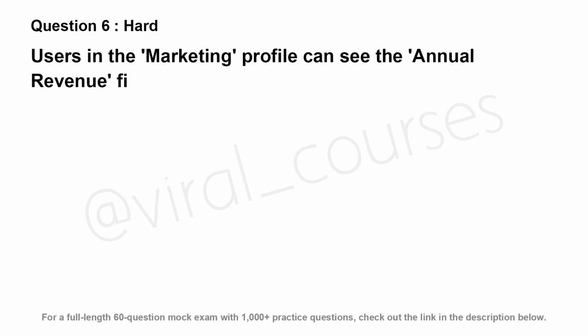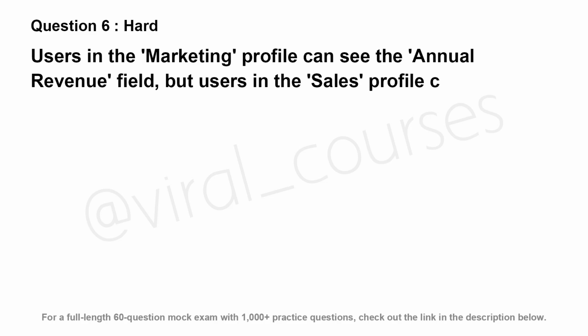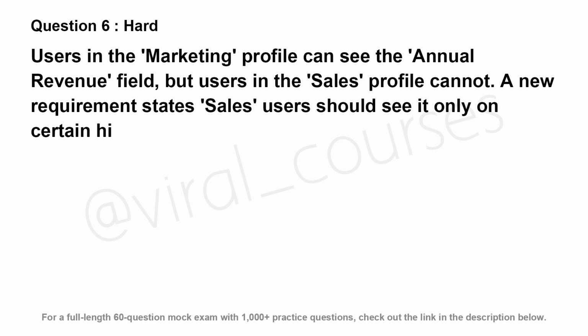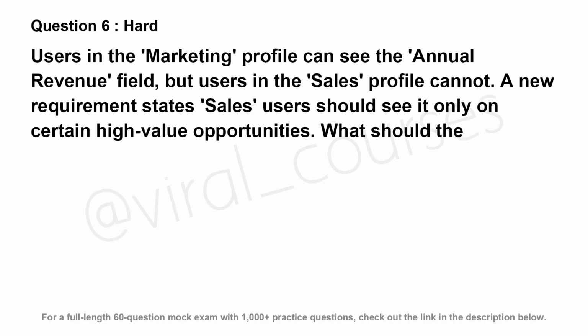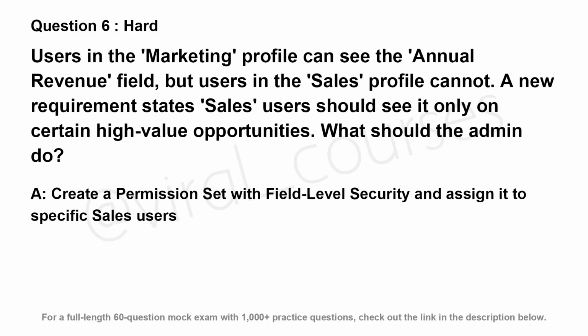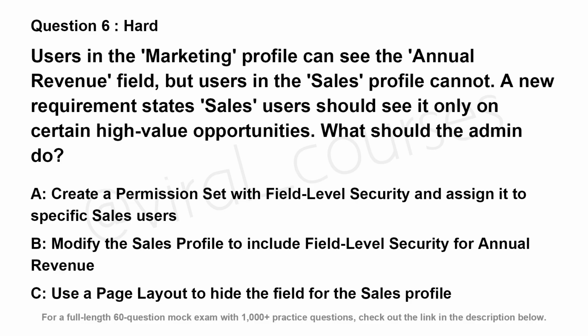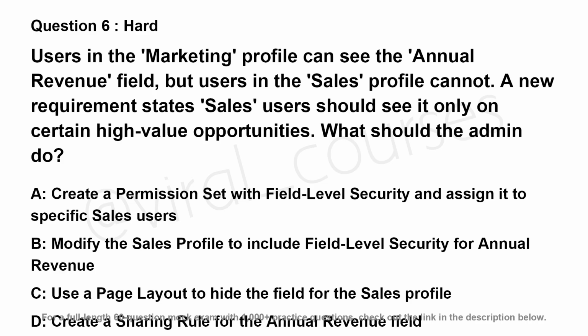Users in the marketing profile can see the annual revenue field, but users in the sales profile cannot. A new requirement states sales users should see it only on certain high-value opportunities. What should the admin do? Option A. Create a permission set with field-level security and assign it to specific sales users. Option B. Modify the sales profile to include field-level security for annual revenue. Option C. Use a page layout to hide the field for the sales profile. Option D. Create a sharing rule for the annual revenue field.